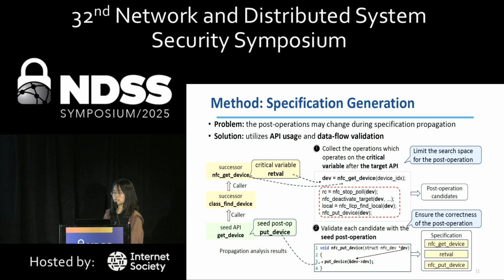To determine the correct post-operation, we first analyze API usage and collect operations after the critical variable following NFC get device. In this case, the candidates for the post-operation are shown here. Second, APISpec-Gen validates each candidate against the CSC post-operation. Here, NFC put device passes the critical variable to the CSC post-operation put device. Therefore, it is determined to be the post-operation for NFC get device. Finally, we generate the specification shown at the bottom right. They are further used for bug detection.